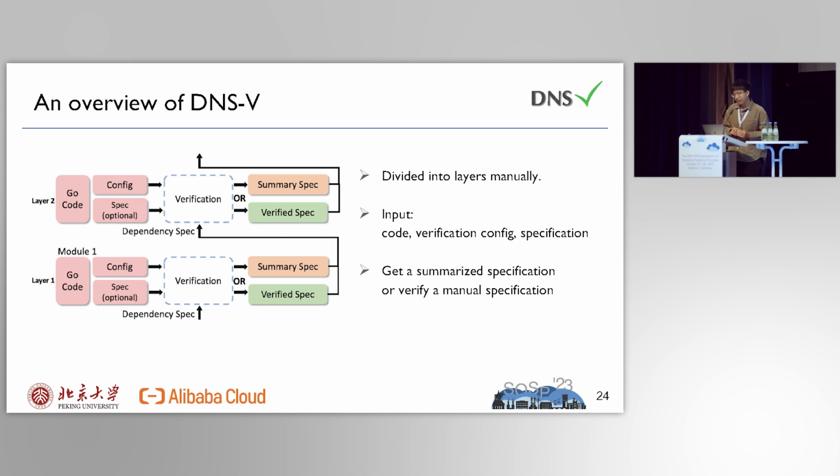Like other verification frameworks, DNSV leverages layered refinement and requires humans to divide the program into layers. The verification input of each layer is Go code, a configuration, and an optional specification. The verifier generates either a summarized specification or a verification result based on the manual specification. After that, the specification serves as the dependency of other modules, and the procedure will be repeated until the entire program is fully verified.